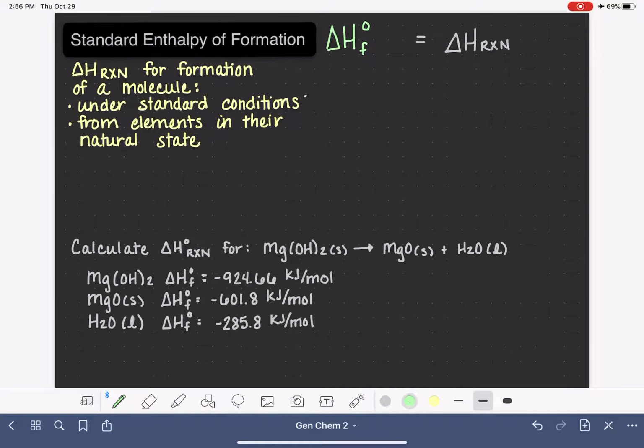Standard conditions put restrictions on the temperature and the pressure of the chemical reaction. Specifically, the reaction has to be held at a constant pressure of 1 atmosphere, and it has to be conducted at a constant temperature of 25 degrees C. So again, in order for the enthalpy of a reaction to get this special designation, delta H of formation, it has to be held under these very restrictive temperature and pressure conditions.